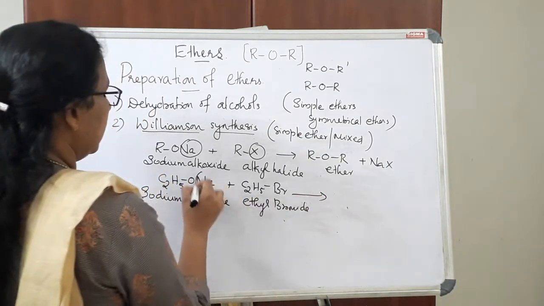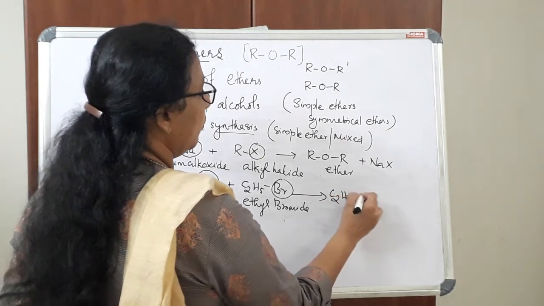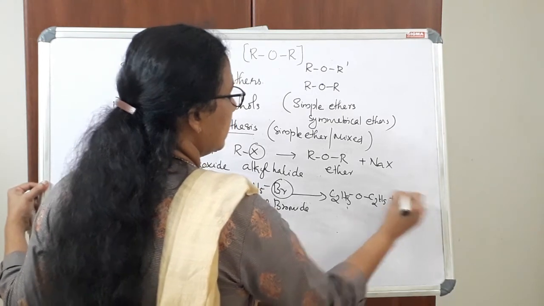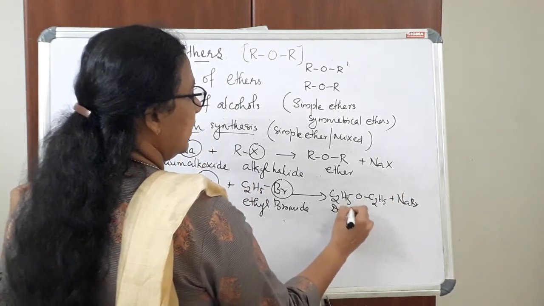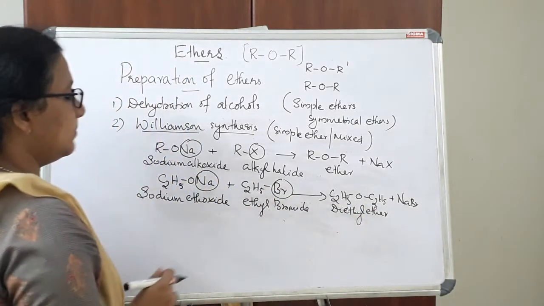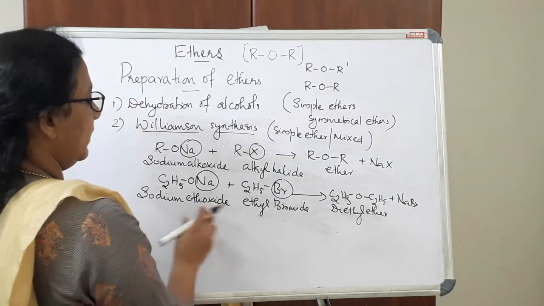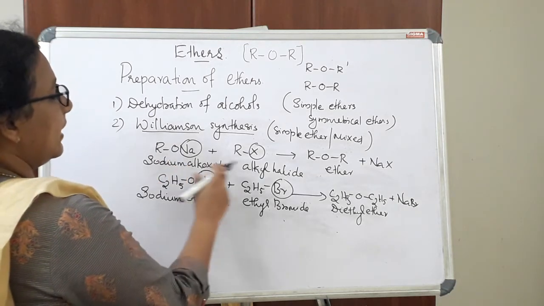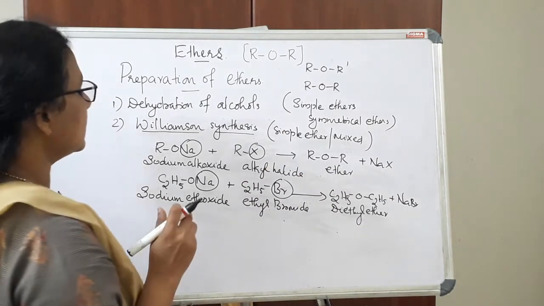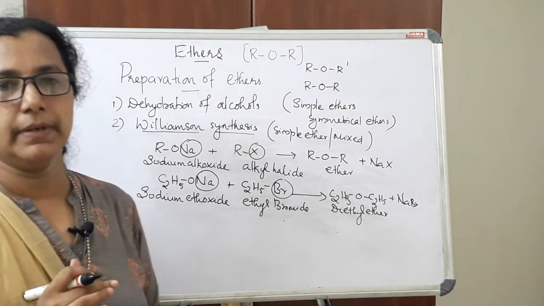Here NaBr will be eliminated and we will get an ether, C2H5OC2H5, plus NaBr. So this is an ether, the name is diethyl ether. This diethyl ether is prepared from sodium ethoxide and ethyl bromide. When sodium ethoxide reacts with an alkyl halide, we get an ether, which is called Williamson's ether synthesis. This method is the best method for the preparation of ethers.